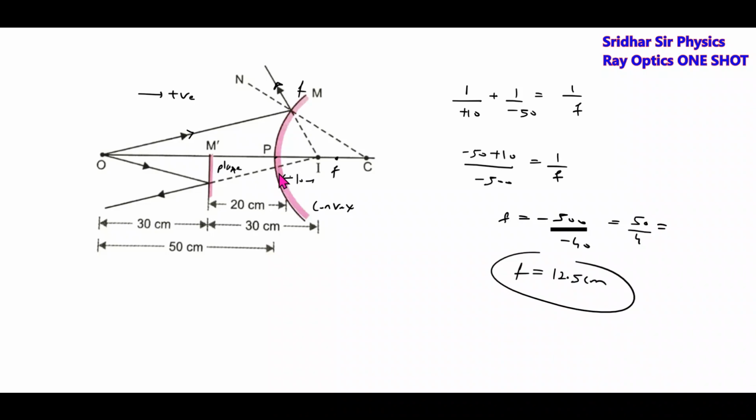A convex mirror and a plane mirror, an object is kept so that there is no parallax with the image formed here. The plane mirror will form an image, the convex mirror will form an image, and both these images should merge at a common point. For that, what should be the focal length? So a plane mirror is kept at a distance of 30 centimeter. The distance between the plane mirror and convex mirror is 20 centimeter. He was asking what should be the focal length, so no parallax.